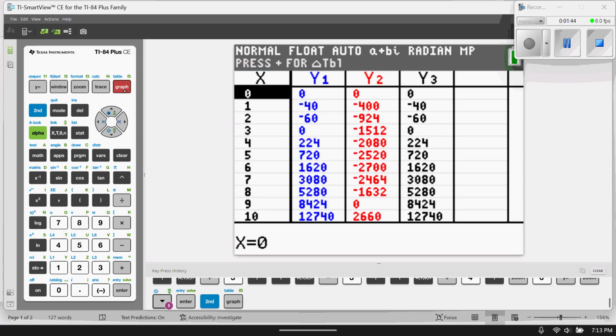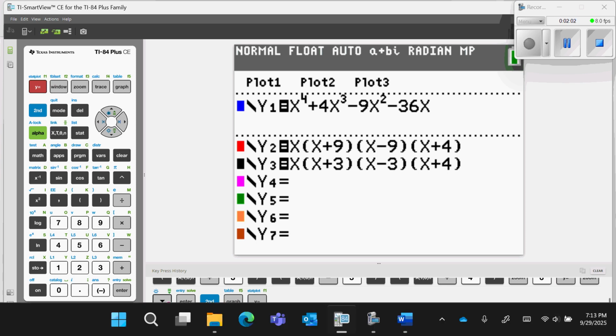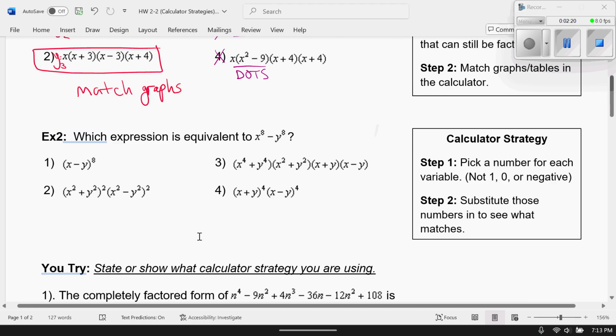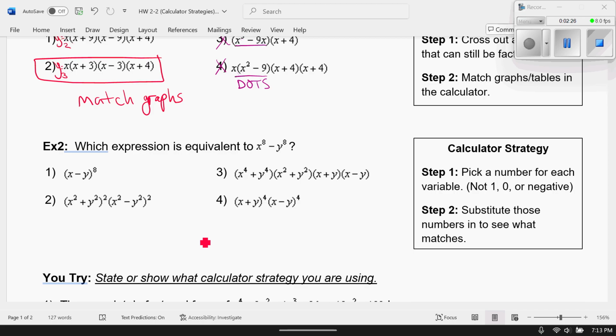If you go to the table, you'll be able to match tables because the blue y1 and the black y3 are also the same. So the blue one was our question, and the black one, y3, was our answer, which was, I believe, choice 2. And remember, when you're showing work for multiple choice on your homework, you could write y1, y2 match graphs as your work.